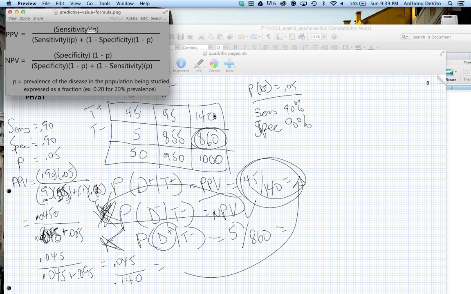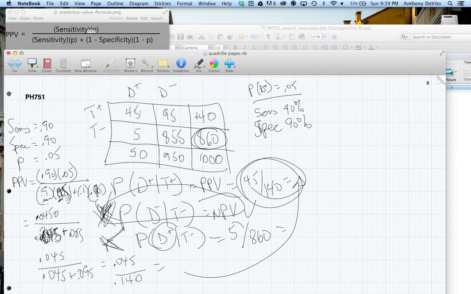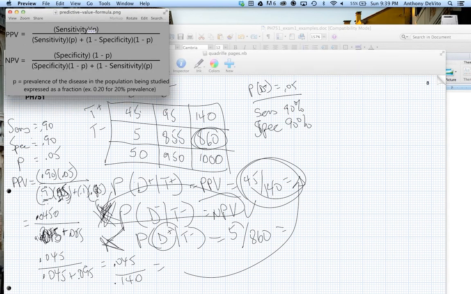That's where the 45 over 140 comes from. 140 is all of the people that tested positive. 45 is all of the people that tested positive that had the disease. Well, the top part's clear. Sensitivity times prevalence is the percentage of people that have the disease that also tested positive. In other words, 5% of the population has the disease. We were right 90% of the time, so 5% times 0.9, 0.045 of the population is the ones that tested positive and have the disease.